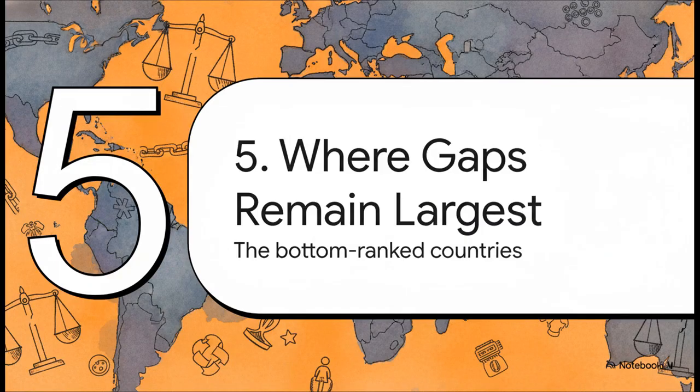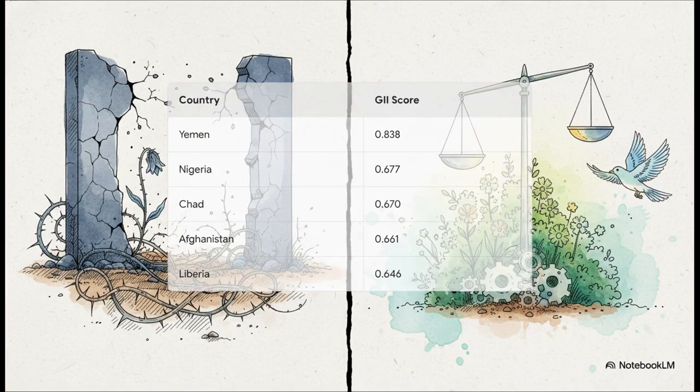All right, now for the other side of the coin. Because to really understand the scale of the challenge here, we have to look at the countries at the complete opposite end of the spectrum. And the contrast is just staggering. At the very bottom of the list, you have Yemen with a score of 0.838. That is a world away from Denmark's 0.003. For a lot of these countries, things like conflict, political instability, and just severely under-resourced health systems create these immense barriers for women across all three of those dimensions we talked about.